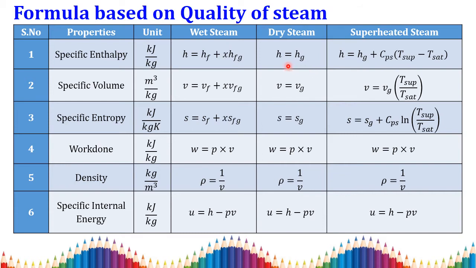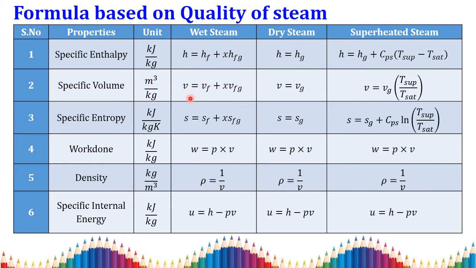For dry steam, I already told that x equals 1. Substituting x equal to 1, it becomes hf plus hfg, and hfg can be written as hg minus hf. So plus hf and minus hf cancel, and again h is equal to hg. For superheated steam, h is equal to hg plus cp, the constant pressure specific heat, into the difference between T superheated and T saturation.